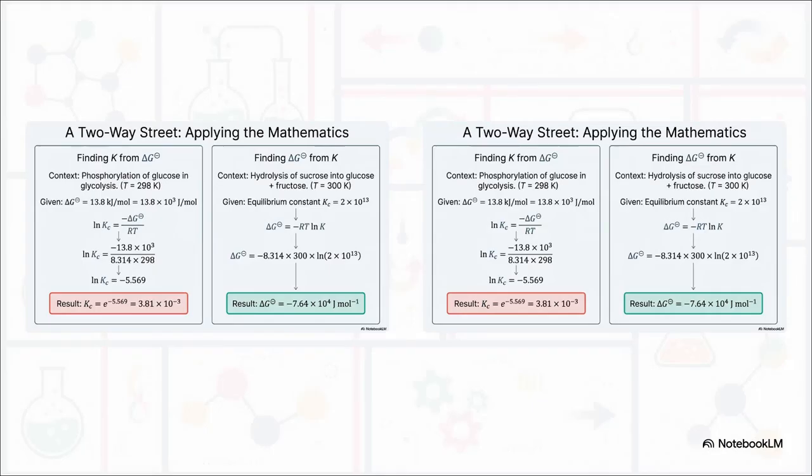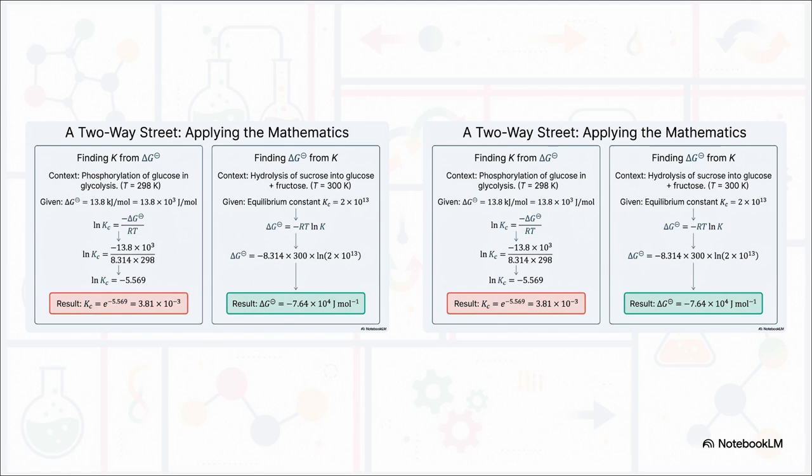On the left, we're finding K from delta G. We're looking at the phosphorylation of glucose. That's a key step in how our bodies make energy. Its delta G0 is a positive 13.8 kilojoules per mole. When we plug that into our equation, what do we get? A tiny K value, 3.81 times 10 to the minus 3. Just like we predicted, a positive delta G gives a small K.